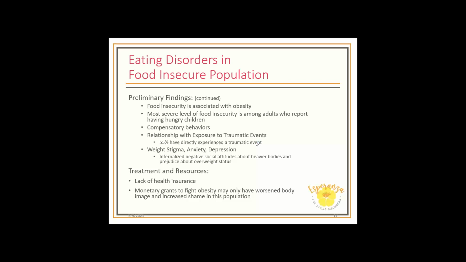The household hunger is a different level where everyone in the house is hungry. The hungry children, where there are children in the house that are hungry, and doesn't that make sense, are more distressing to the adults. The compensatory behaviors, as I said, are there to either hide the binge eating or to prevent weight gain from the binge eating. Now, this is an interesting finding as well, that 55% of those with food insecurity have directly experienced a traumatic event.